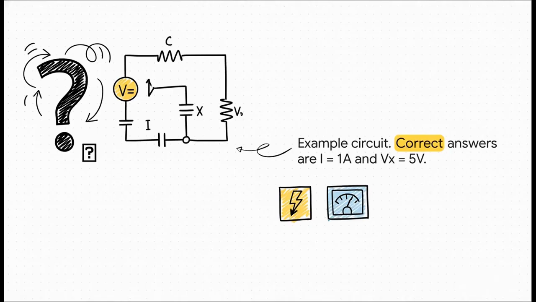Now, if you just go ahead and solve this thing using any standard method, say nodal analysis, you'll find that the current I is exactly 1 amp and the voltage Vx is 5 volts. So let's keep that in mind. The correct answer for Vx is 5 volts.